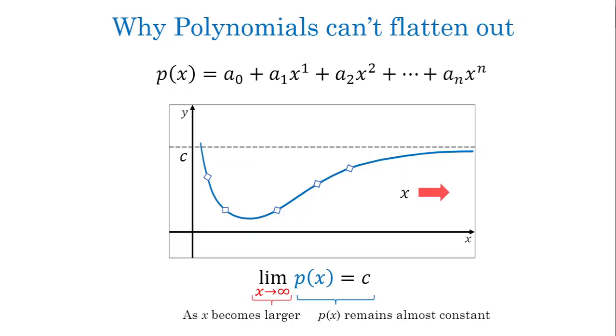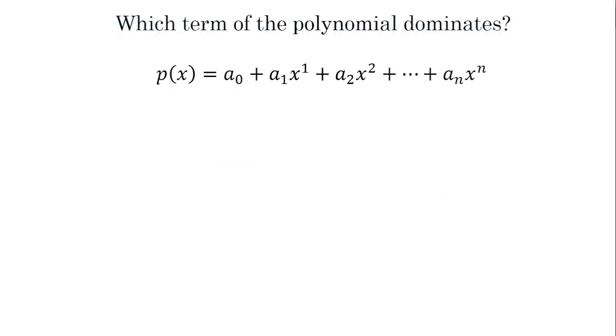But here's the issue. As x gets large, which term of the polynomial dominates? Or, in other words, which term is going to be the largest as x becomes increasingly larger? Exactly, the one with the highest power. So the limit of p(x) as x approaches infinity is just the same as the limit of this term. And there is the problem. No matter what a_n you choose, this term is always going to increase without limit.